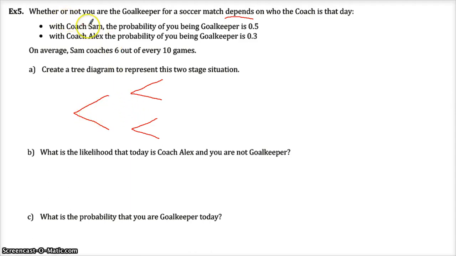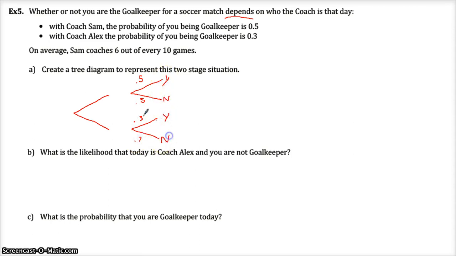Well, it says here, with Coach Sam, the probability of you being goalkeeper is this, and with this coach, the probability is this. So the goalkeeper is the thing that changes. The goalkeeper is the thing we have to have 2 separate probability stories about, right? There's a goalkeeper where it's 50-50, and there's another goalkeeper situation where it's 30-70. So I know the goalkeeper stuff is going to go in the second part. This is going to be like, are you goalkeeper? Yes, no.